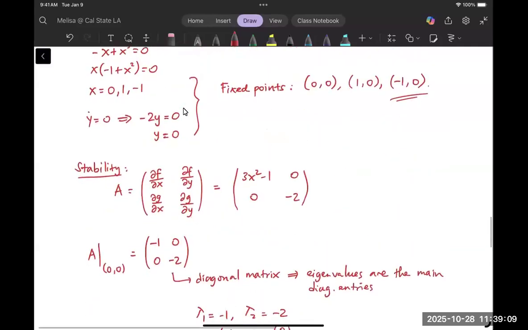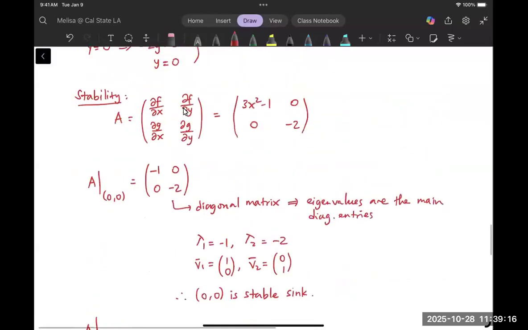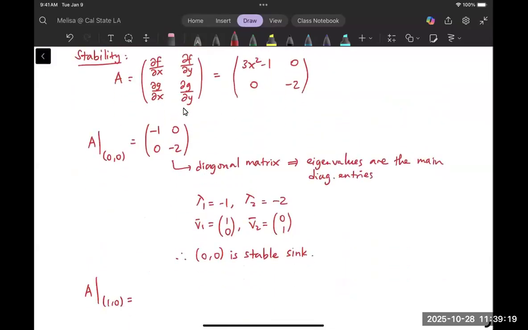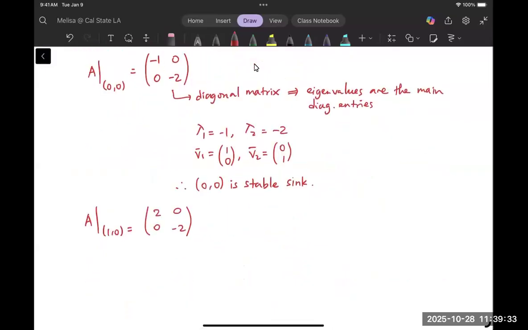Your next fixed point is 1, 0. So now the x value is 1, the y value is 0. Now your matrix A is this. If x is 1, the first entry would be 2, and everything else is constant: 0, 0, -2. Again, we end up with a diagonal matrix, which is nice. So here, lambda 1 is 2, lambda 2 is -2.